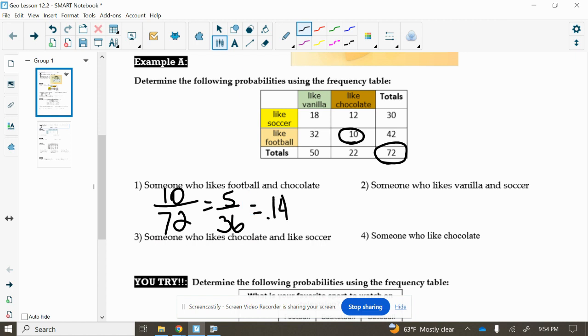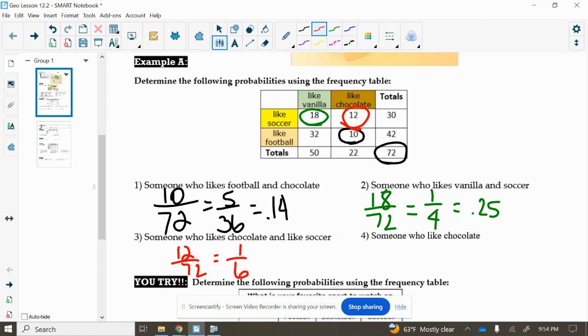Someone who likes vanilla and soccer is going to be 18 out of 72 people. Again, we want to make sure we reduce. Both of these are divisible by 18, so it becomes 1 over 4 or 0.25. Someone who likes chocolate and soccer would be 12 out of 72. Again, it reduces, this time to 1 out of 6.